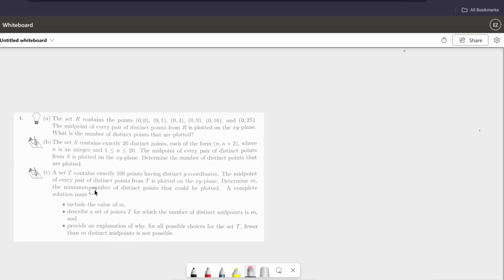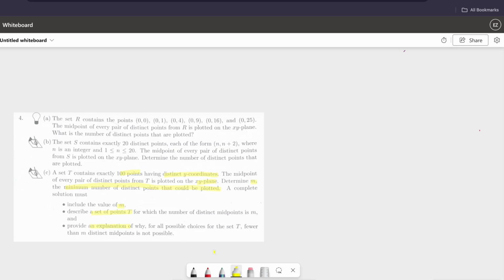A set T contains exactly 100 points having distinct y coordinates. The midpoint of every pair of distinct points from T is plotted on the xy plane. Determine M, the minimum number of distinct points that could be plotted. The complete solution includes the value of M, a set of points T that satisfies the requirement, and then the reasoning.